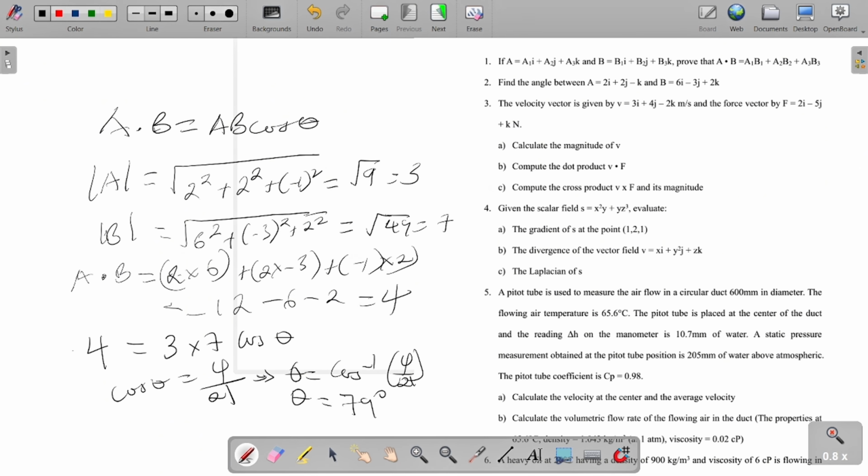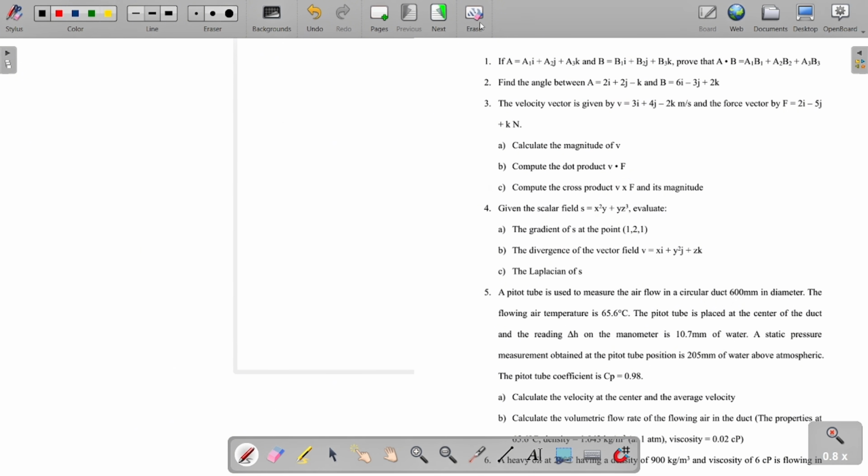So we are still on the mathematical review part of the fluid. Right, so let's move on to number 3. In number 3, we can see that they've given us a velocity vector and a force vector, and they've asked us to calculate some things about them. So for number 3, part A, they said that we should calculate the magnitude of V.